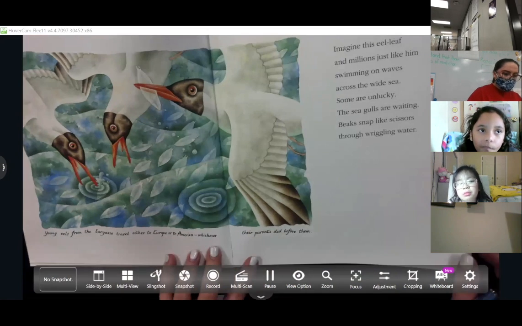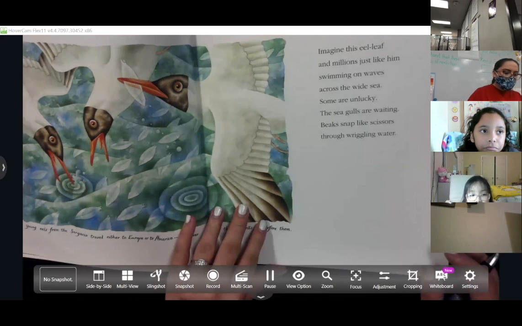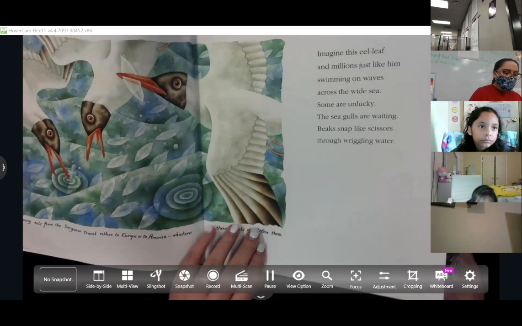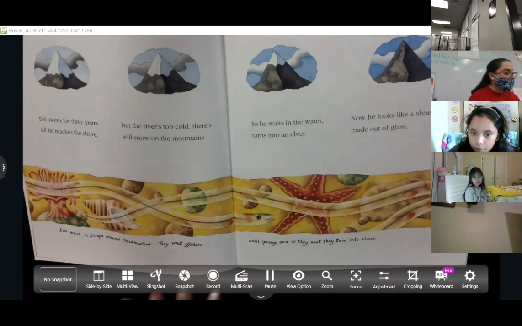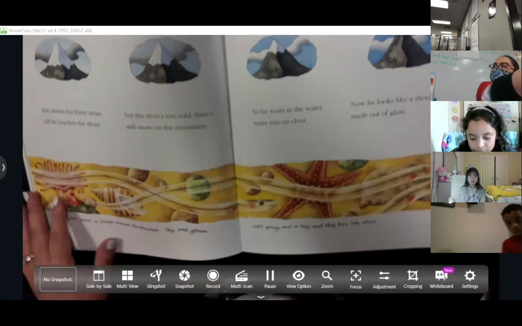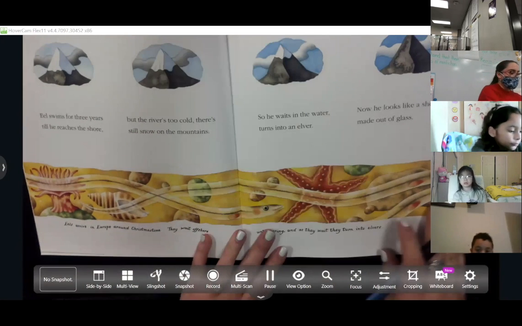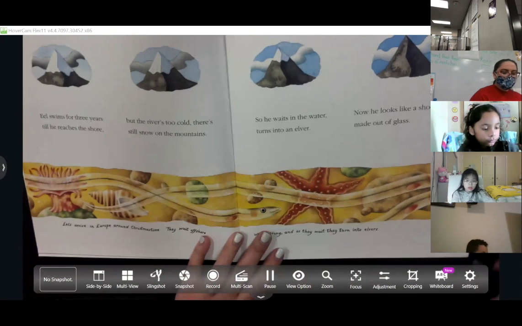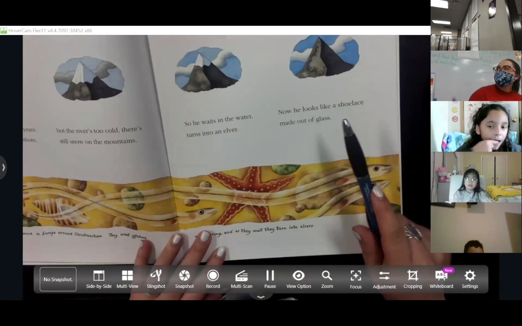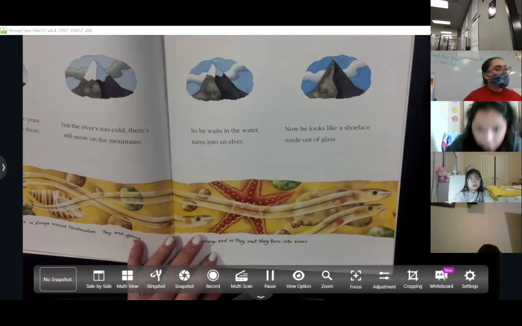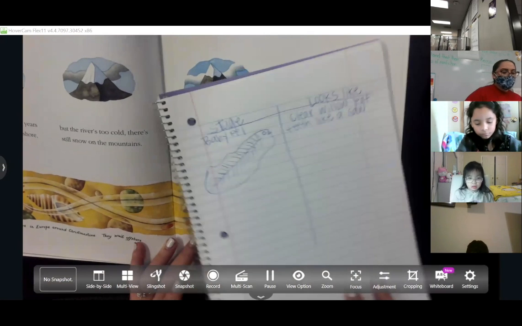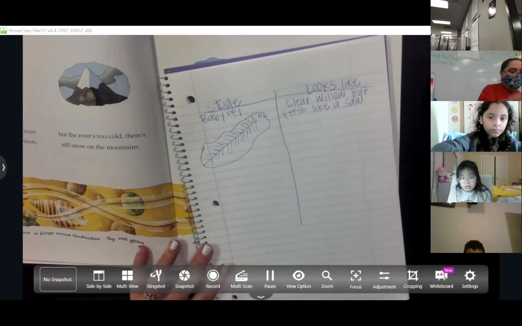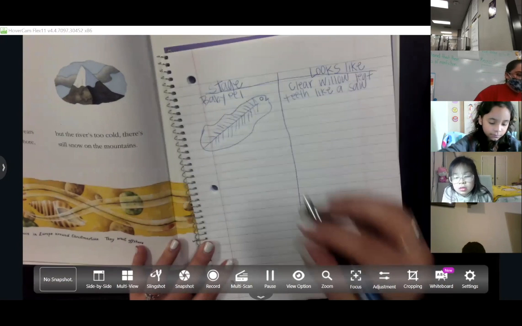So this one says he's swimming at the sea. The seagulls are waiting for him. Oh, I remember this page. This page said he kind of looks really glass-like. It says that he looks like a shoelace made out of glass. I think that's really descriptive. I want to write that in my journal to remember what that looks like.